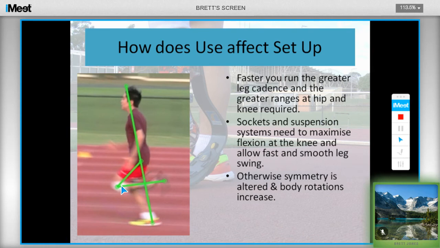If we don't achieve this or we don't have this ability to get this knee flexion, then our symmetry is altered and we end up with a lower heel height, and our body has to compensate for this lower reaction, lower flexion, and we end up with increased rotation and having to balance that with arms and trunk to correct.